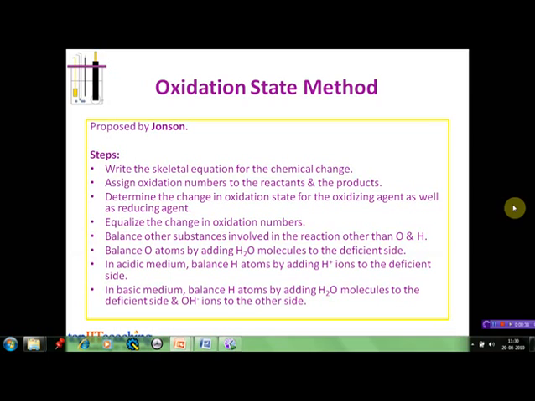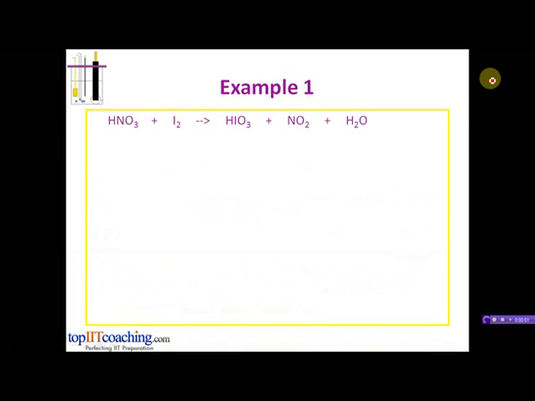Substances other than hydrogen and oxygen are balanced in the reaction by multiplying with a suitable number if required. Then the oxygen atoms are balanced by adding water molecules to the deficient side. For balancing the hydrogen atoms, in case the chemical reaction is taking place in an acidic medium, hydrogen ions are added to the deficient side. But in case the chemical change is taking place in basic medium, the hydrogen atoms are balanced by adding water molecules to the deficient side and hydroxyl ions to the other side. This method will become more clear to us once we discuss an example.